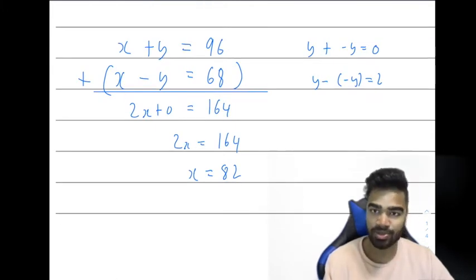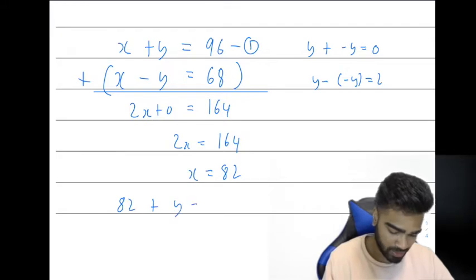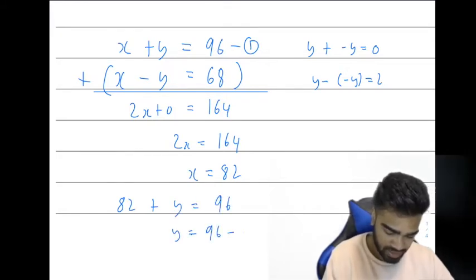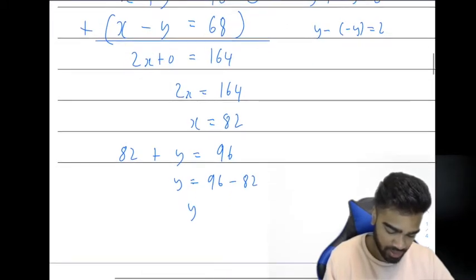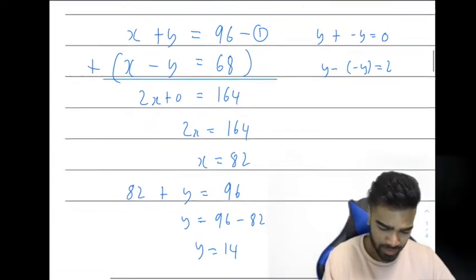Next, you can sub 82 into either equation. So let's sub it into equation number 1 here. You have 82 plus y is equal to 96. So y is equal to 96 minus 82. What's that? 14. y is 14.